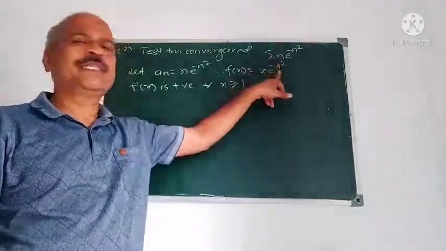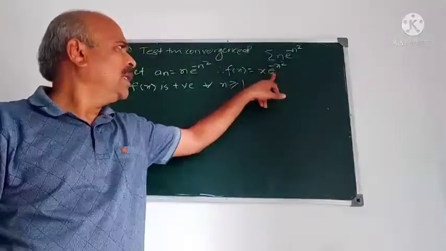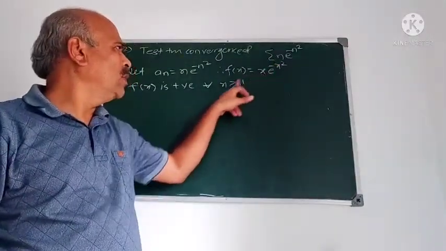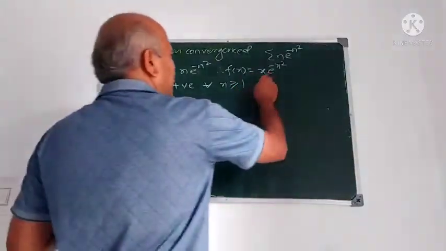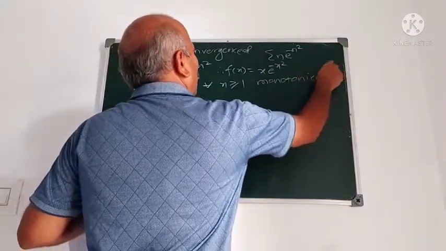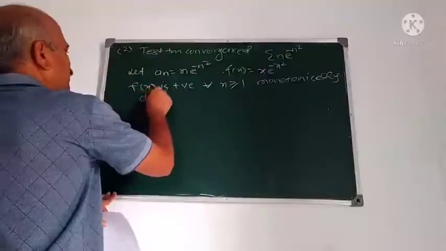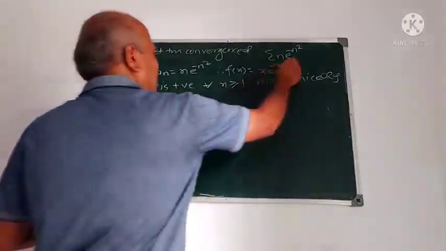e raised to minus x square tends to 0 for infinite values of x. e raised to minus x square is positive for x greater than or equal to 1. This is positive, and monotonically decreasing. It is monotonically decreasing. Why is it monotonically decreasing?